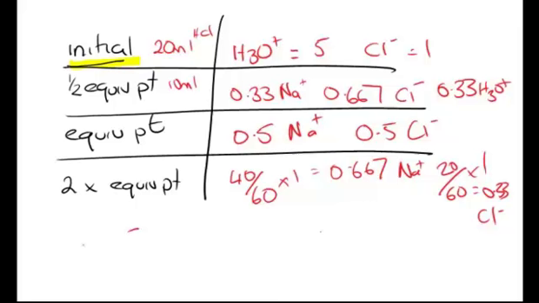The excess hydroxide is going to be 20 over 60, because this is the amount that you added after the equivalence point. So that didn't react. So 20 over 60, times 1, equals 0.33, and that's the OH minus.